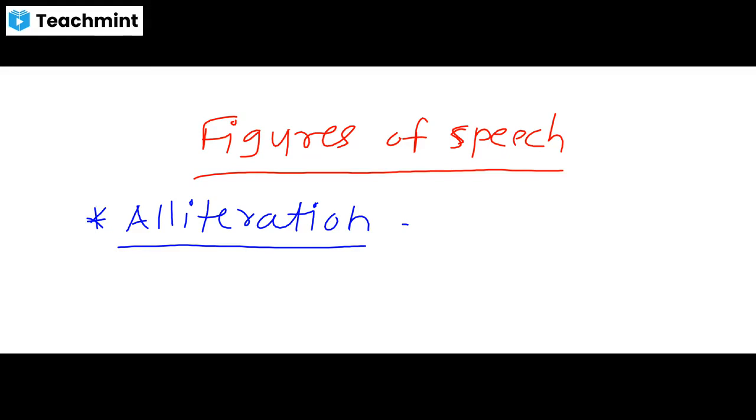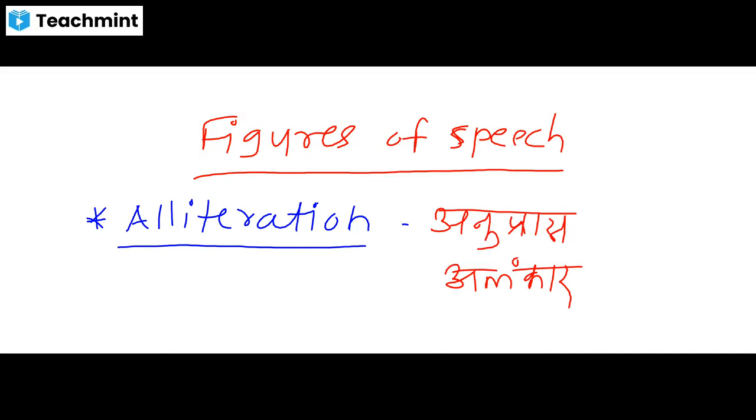Let's start. In Marathi, it is called Anupras Alankar. In English, it is called alliteration. Now, let us see the definition of alliteration, that is Anupras Alankar.